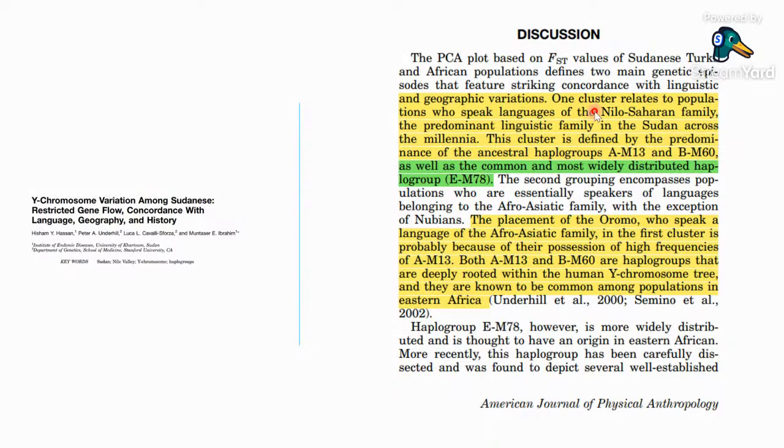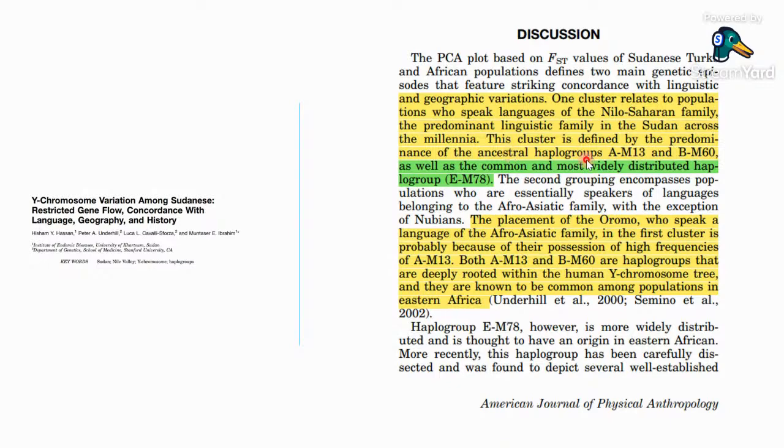And also right here, it goes on to say, one cluster relates to populations who speak languages of the Nilo-Saharan family. And again, a lot of those Nubian people that we looked at who are connected to the Kushites would be Nilo-Saharan speakers, such as the Nuba, the Nubian, some the Dinka, those people. The predominant linguistic family in the Sudan across the millennia. This cluster is defined by the predominance of the ancestral haplogroups A-M13 and B-M60. So these are the native peoples of Eastern Africa. These A and B groups who speak those Nilo-Saharan languages, and even those people who come from the Kushites who will have A-M13, as well as the common and most widely distributed haplogroup E-M78, and we know E-M78 would have come in later.